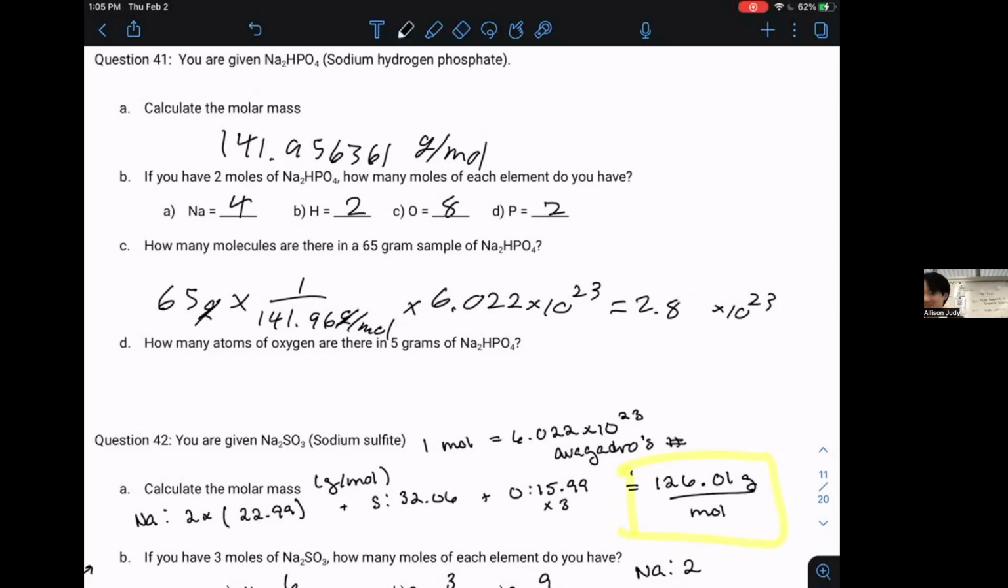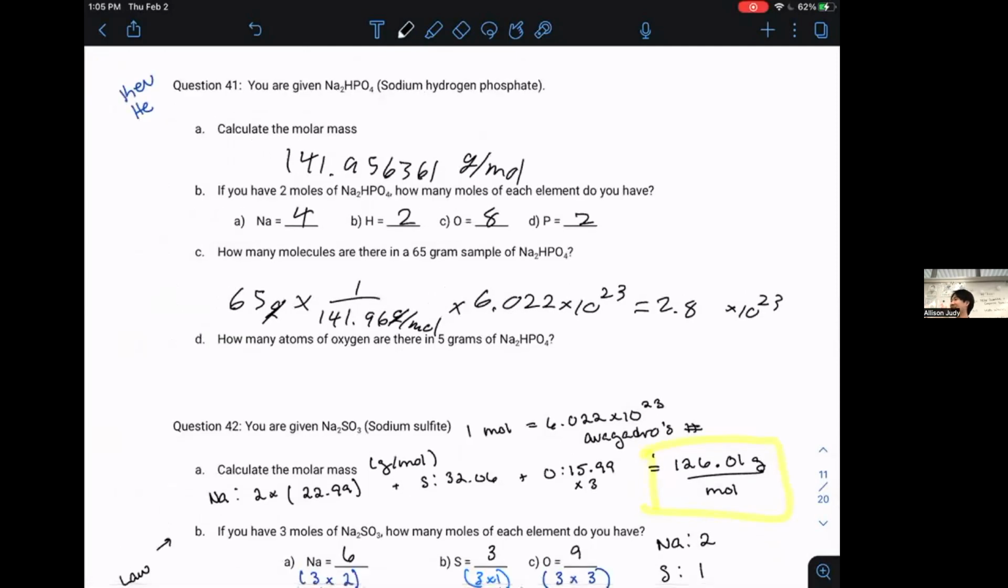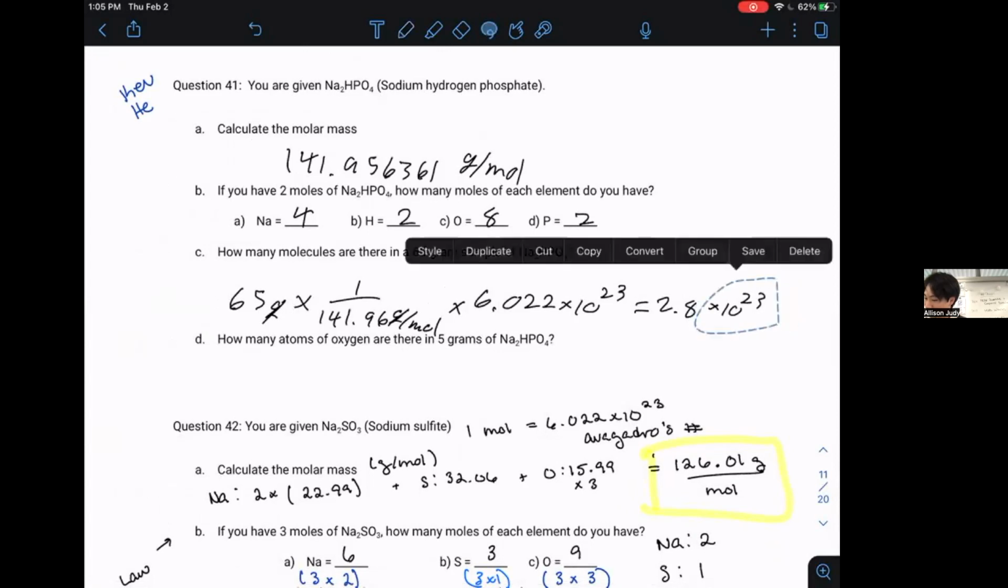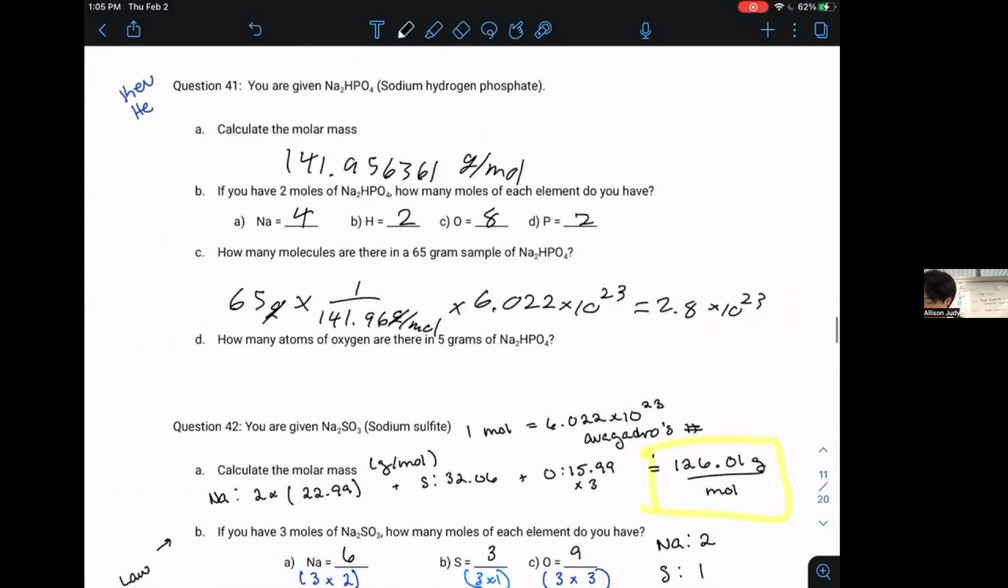Okay, part D. Any questions on that? No. Great. Part D. For part D, you do the same thing, except you multiply it by 4, and instead of 65 grams, 5 grams, which will give you 8 times 10 to the 22 oxygen atoms for 5 grams of sodium hydrogen phosphate.